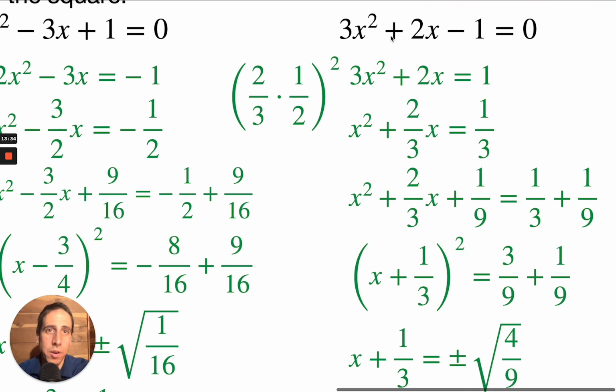Here, 3x squared plus 2x minus 1 is equal to 0. Let's add 1 to both sides. Let's divide all the terms on both sides by 3 so that we get this x squared over here, and the bx equals the p term over here.